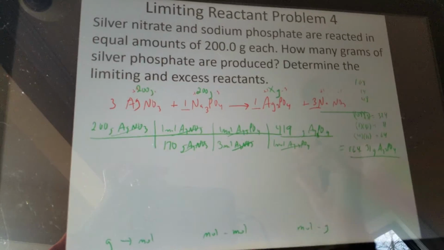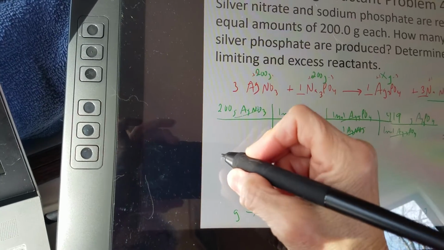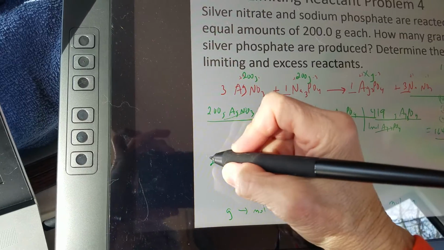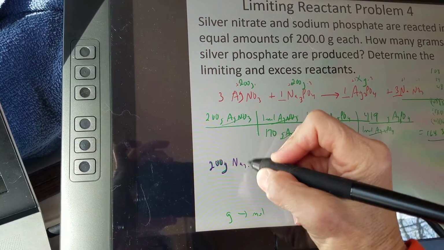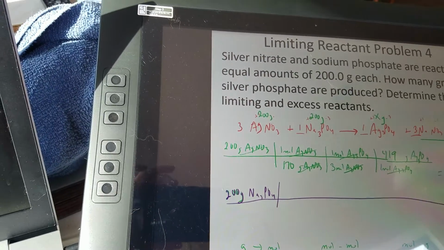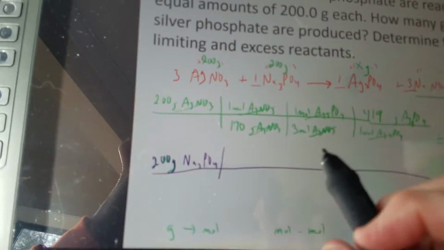But I don't know if I did that or not because I got to see if the other one might be the limiting reactant. So my other substance was 200 grams. Let me change colors again. So I have 200 grams of my sodium phosphate. We're going to do the same exact thing here. So now we want to take our grams to moles. So we're following these same 3 steps down here.